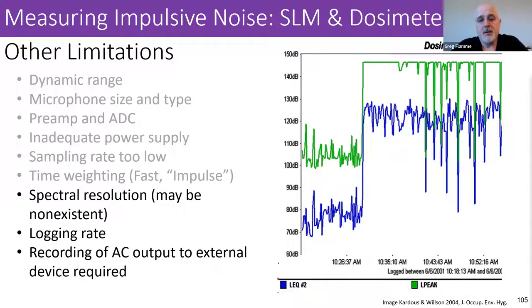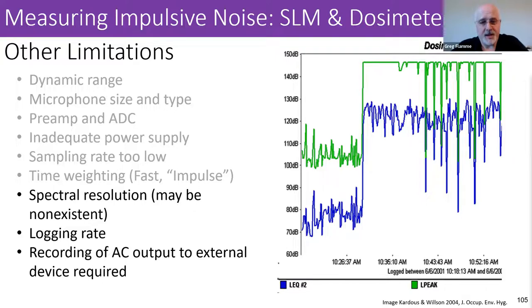And then also for many of the damage risk criteria that we use, something that I'll be discussing in a few minutes, you need actually access to the pressure waveform. So you need to record the AC output from the sound level meter. And now that's a whole new group of devices and circuit components that need to be evaluated for this purpose.